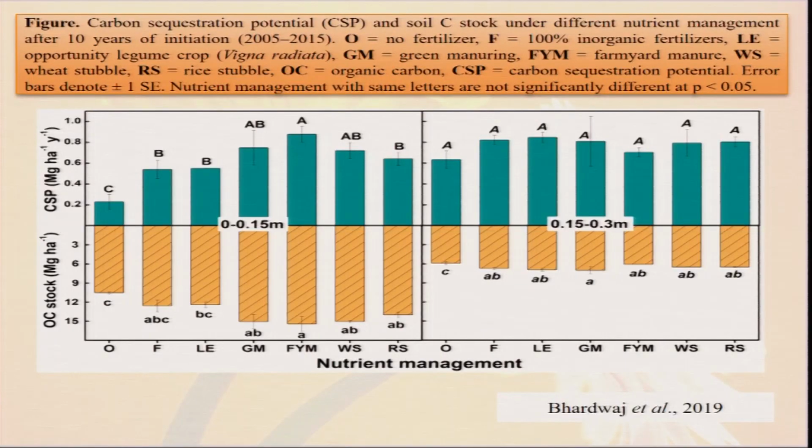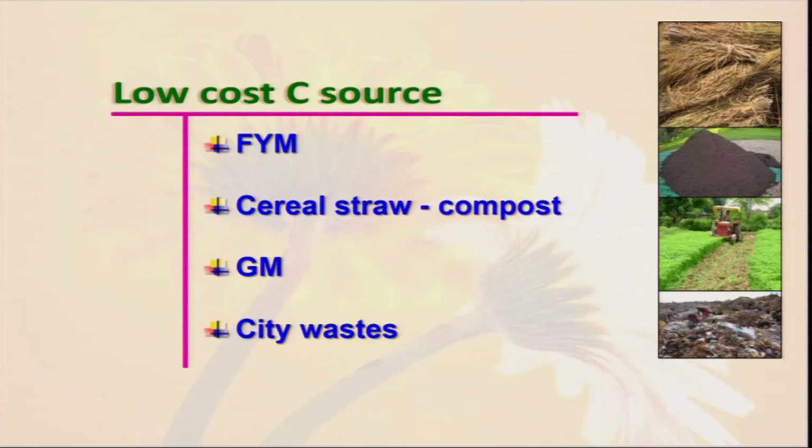We have also worked out the carbon sequestration potential and soil carbon stock under different nutrient management practices. If we see, the CSP, carbon sequestration potential, is always very high where we are using FYM, where we are using green manure, where we are even using weed biomass. Similarly, in the lower shade also we are getting higher values in these cases. So this means that when we are applying FYM, applying green manure, and also incorporating weed biomass and different types of crop residue back into the soil apart from applying NPK, the carbon sequestration potential of the particular agro-ecosystem is enhanced.